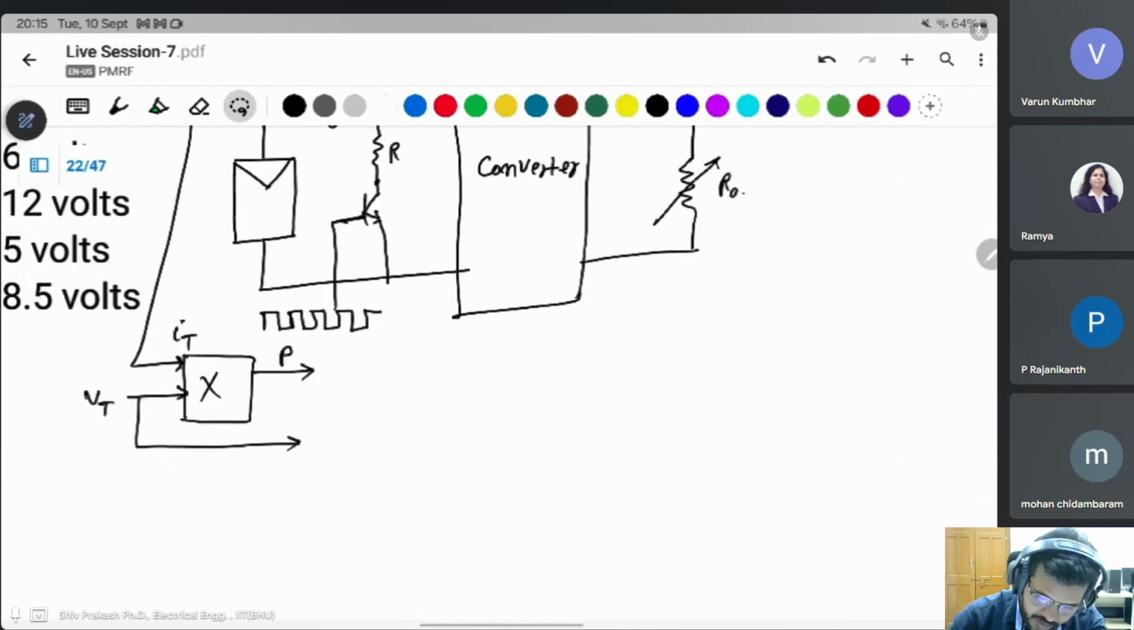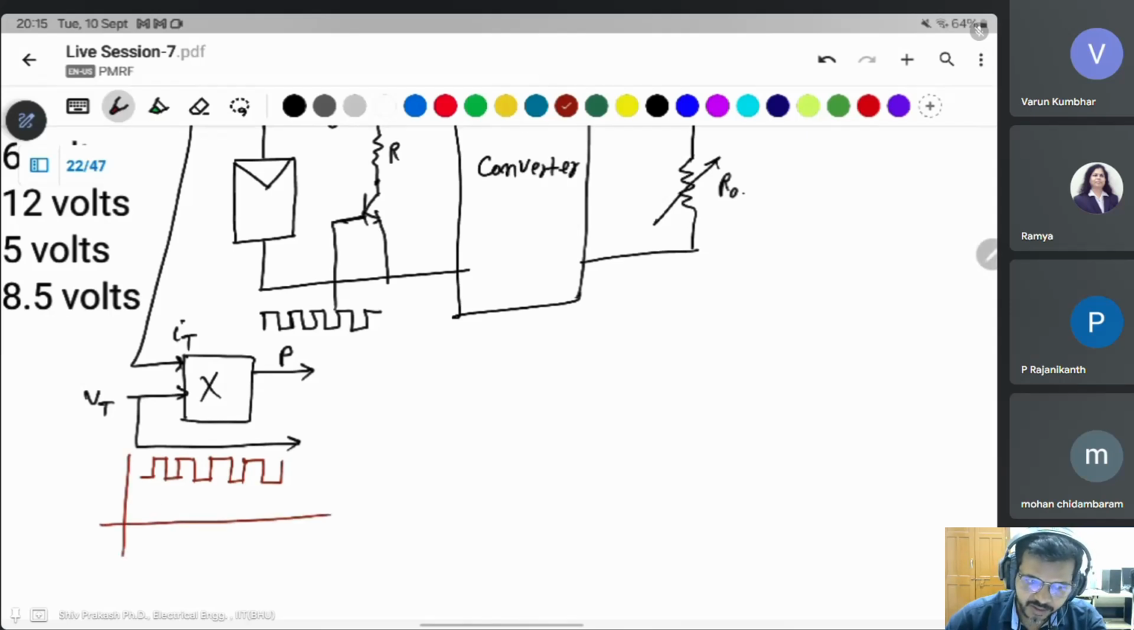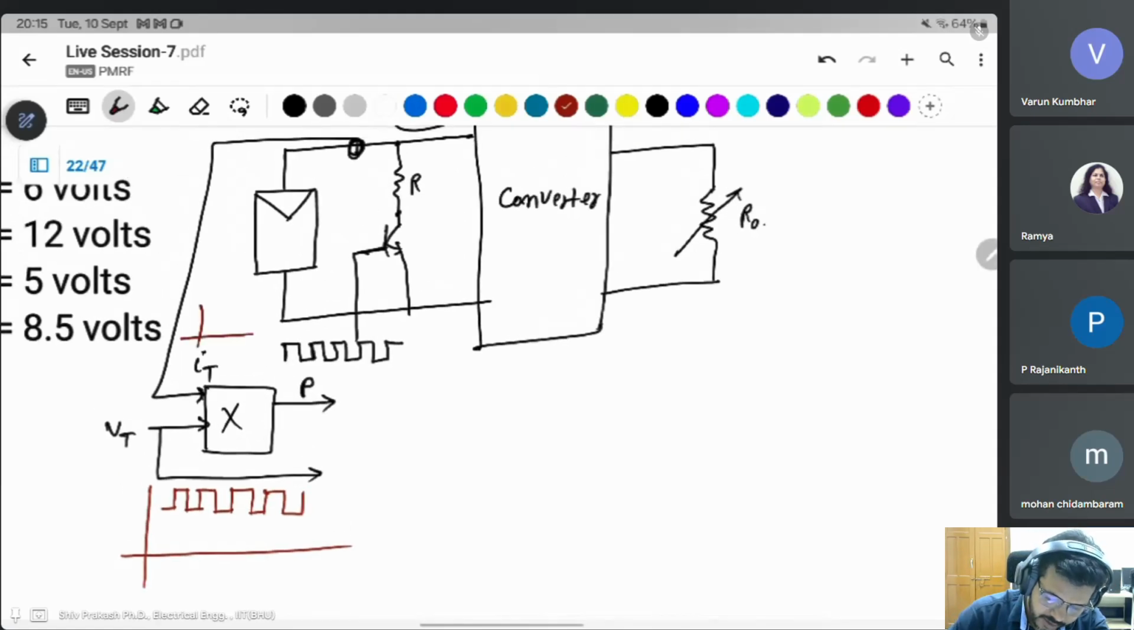This is also pulses. When the switch is on, there is a voltage like that. Power is the same: voltage and current multiplication, so power is also in pulses. Then it will look somewhere like that. Current is also something like that only.